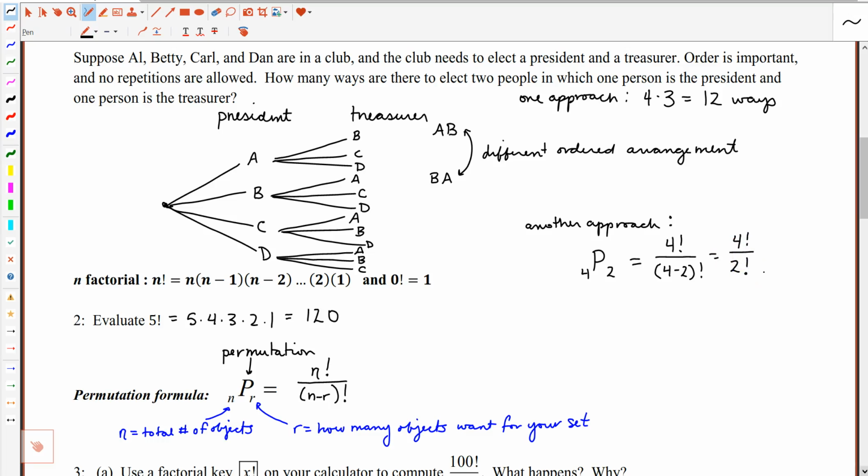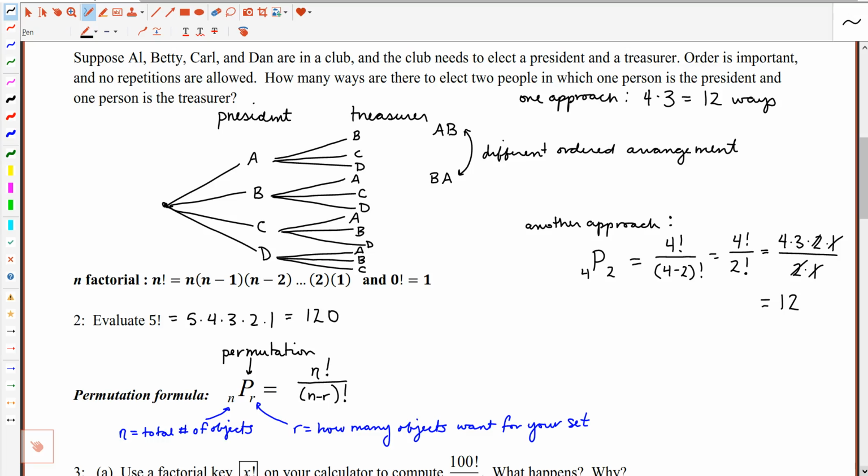Now you have to be a little bit careful when working with factorials in terms of what simplifies. The easiest way to sometimes do it is just to write out by definition what the factorial represents. So 4 factorial is 4 times 3 times 2 times 1. 2 factorial is 2 times 1. Now we can see what sort of simplifying we can do. After I'm done simplifying, I'm left with 4 times 3, which is 12. So the same answer, a slightly different approach to it.